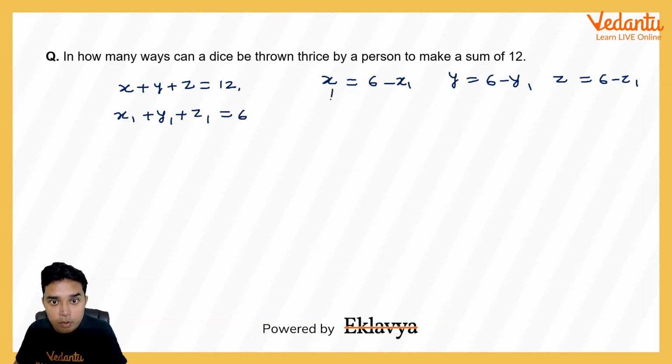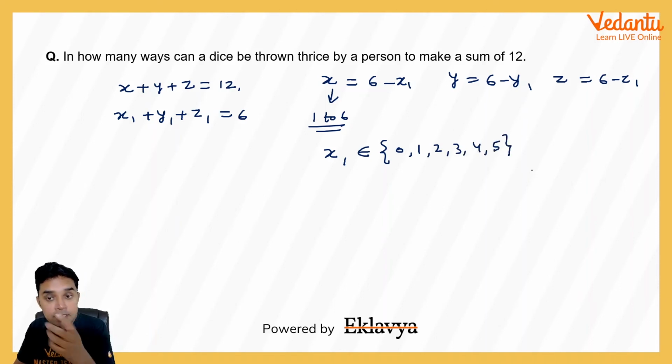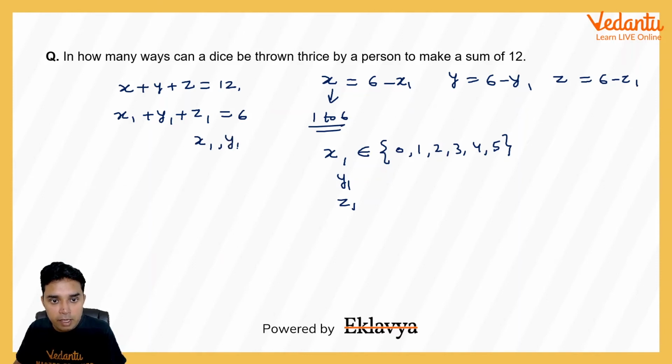And also because each of x, y and z were from 1 to 6 both included, so x1 will be from, I think it can take 0, it can take 1, 2, 3, 4 and 5. So x1 can take these 6 values starting with 0, 1, 2, 3, 4, 5. It is not only for x1, it will be for y1 also and z1 also. So here you can see x1, y1 and z1 will be greater than or equal to 0, but less than or equal to 5.